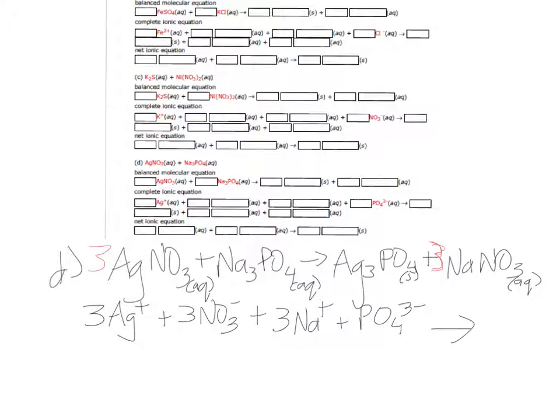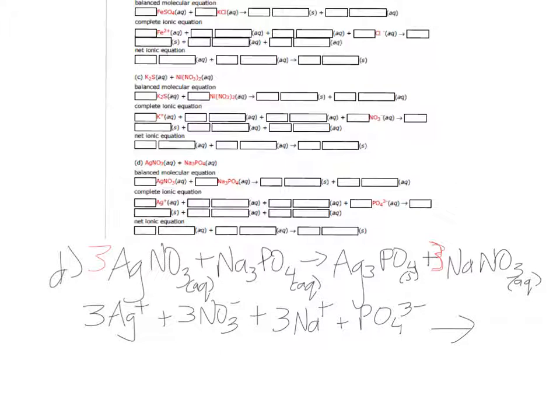You might wonder, why did you come up with coefficients 3 for the silver, 3 for the nitrate, 3 for the sodium, but only a 1 for the phosphate? Well, the coefficient 3 that we wrote in front of silver nitrate carries over to both the silver ions and the nitrate ions, whereas in the case of sodium ion in sodium phosphate, that subscript 3 only applies to the sodium ion and not to the phosphate.